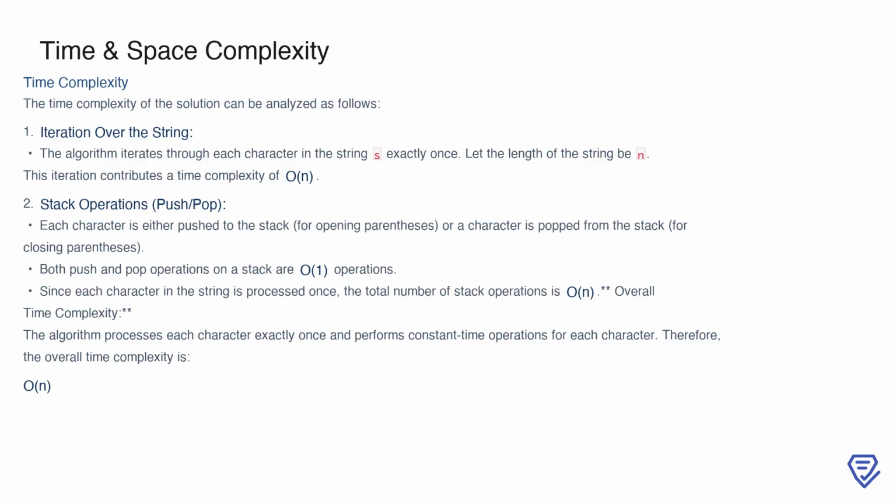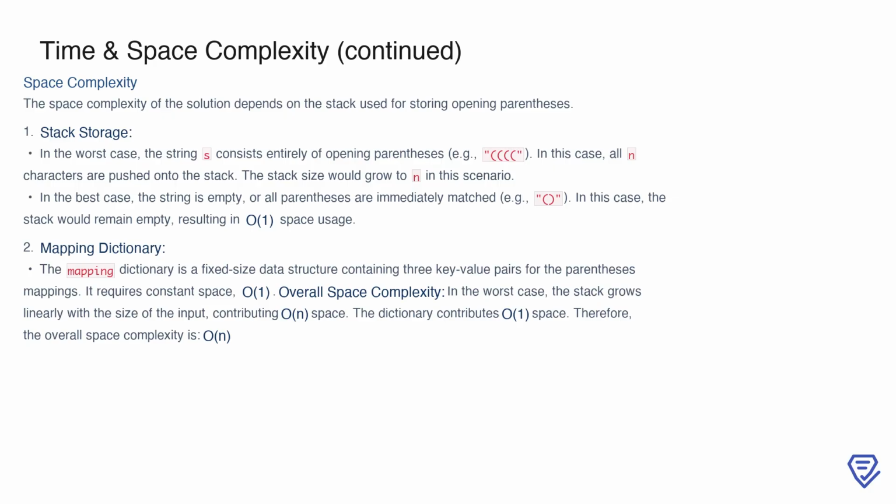Since we process each character exactly once, the total number of stack operations is also linear, O(n). Combining these steps, the overall time complexity of the algorithm is O(n), as each character is processed in a single pass with constant time operations for each step. Now, let's look at the space complexity.